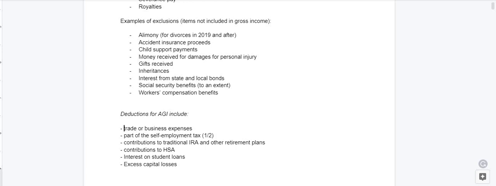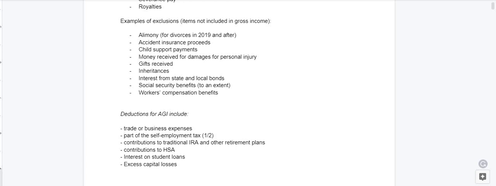The first one that we have on this list is trade or business expenses. So if you own a business, guess what? You can actually deduct business expenses. Now, if you own a business, you are required to file Schedule C. And if you take a look at Schedule C, it will list specifically the kinds of business expenses we're talking about here. But know that business expenses are allowed a deduction for AGI.